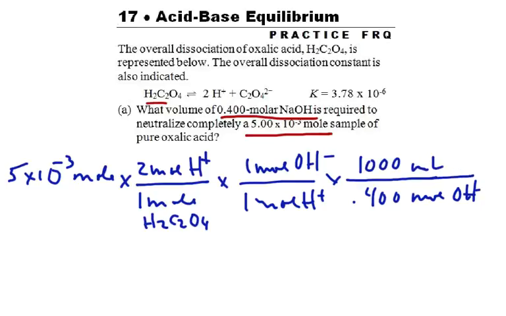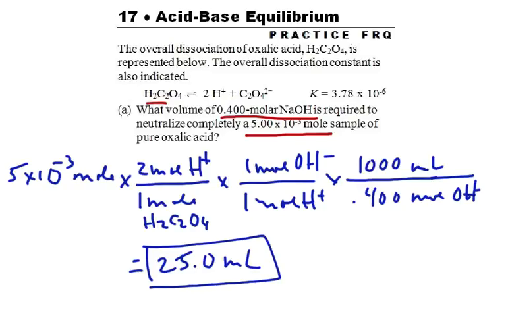of NaOH solution. So we take all of that, work out all the numbers, and we find out that we get 25 milliliters of our NaOH solution to solve this problem.